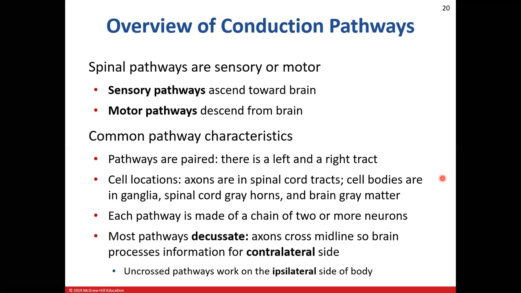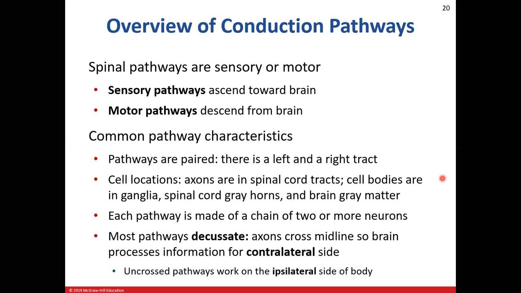So there's some common pathway characteristics that we'll talk about. One, the pathways are paired, meaning that there's going to be a right and a left side. Again, these are organized in tracts. The cell locations are going to include axons that are located within the spinal cord tracts. The cell bodies are going to be located either in the ganglia, in the spinal cord gray horns, meaning the anterior, posterior, or lateral, and then also in the brain gray matter.